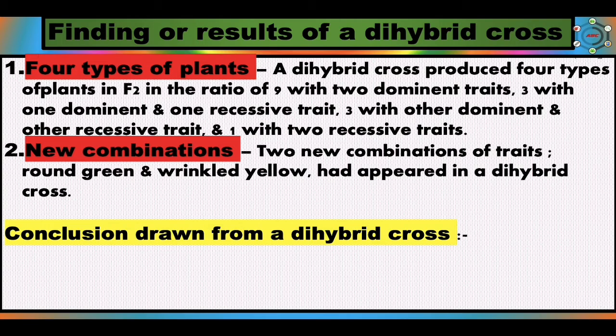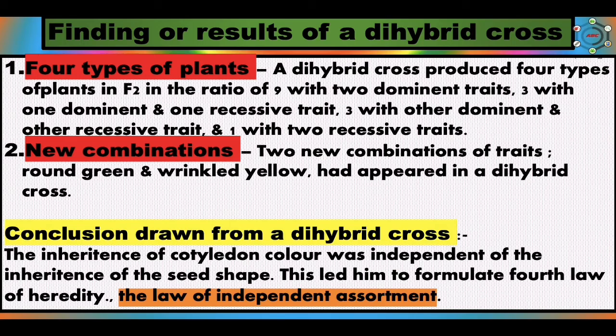Now the conclusion drawn from a dihybrid cross. The inheritance of cotyledon color was independent of the inheritance of the seed shape. This led him to formulate the 2nd law of heredity. This is the law of independent assortment.